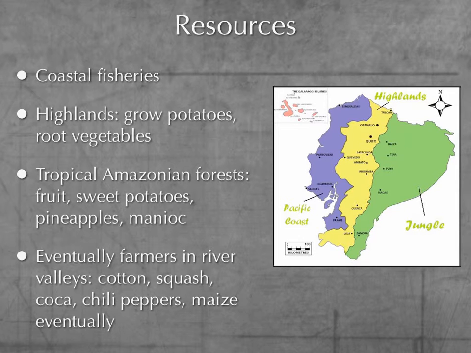And so the way it would work is, if you look at this diagram, the purple represents the coastal areas, and that was a great source of fish and assorted things that came from the ocean. Then you have the highlands, moving up from the coast onto the mountains, not the top of the mountains obviously, and in those higher areas you could grow potatoes and root vegetables. And then on the other side of the mountains, you've got the Amazonian forests, and they're a source through trade of fruit, sweet potatoes, pineapples, manioc.